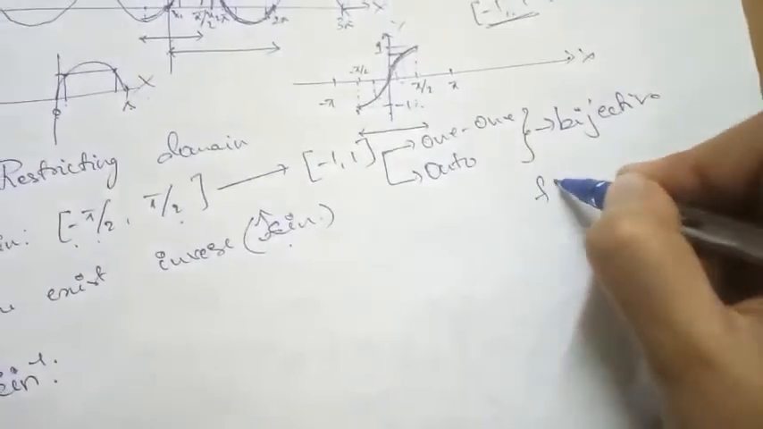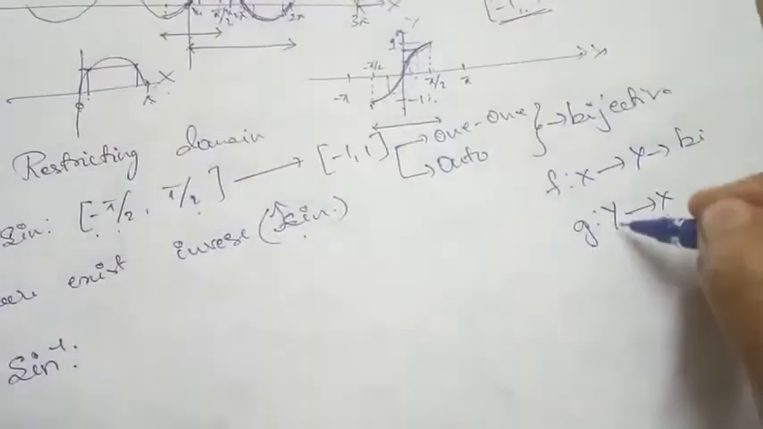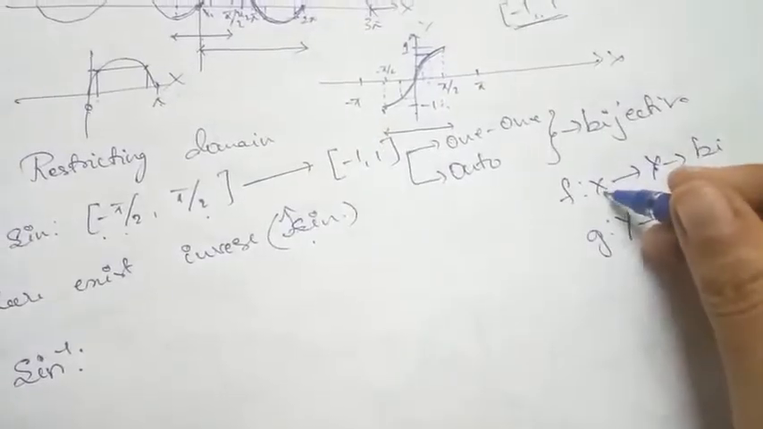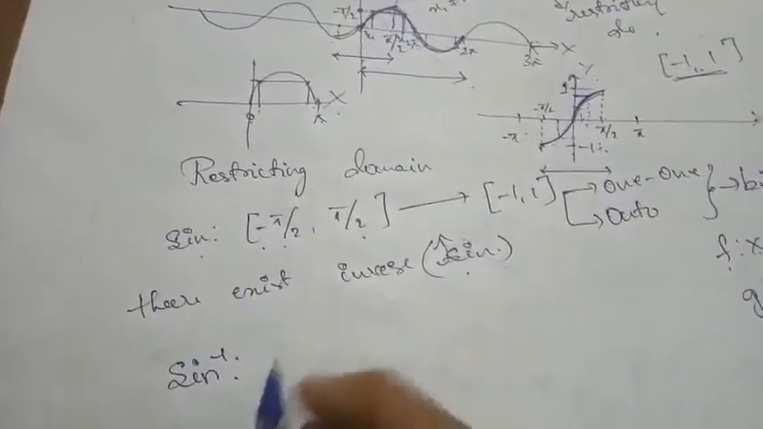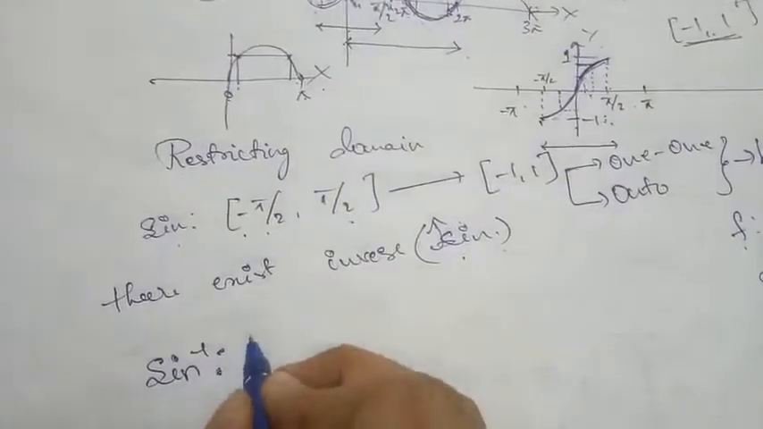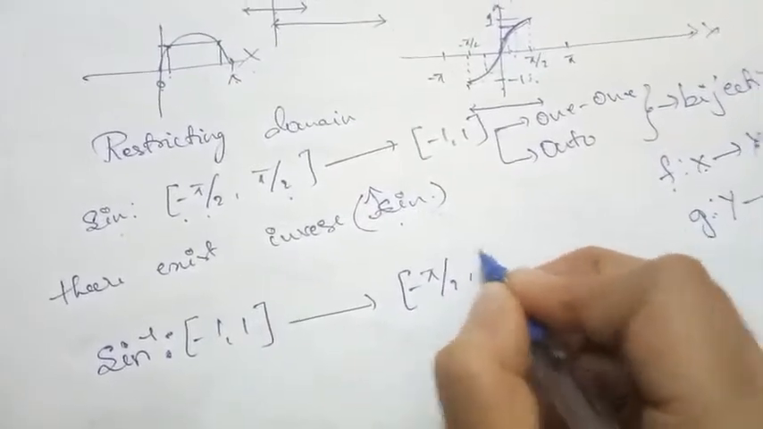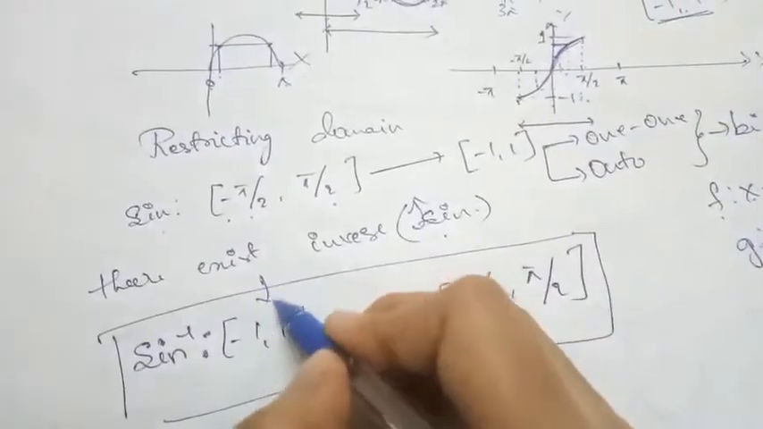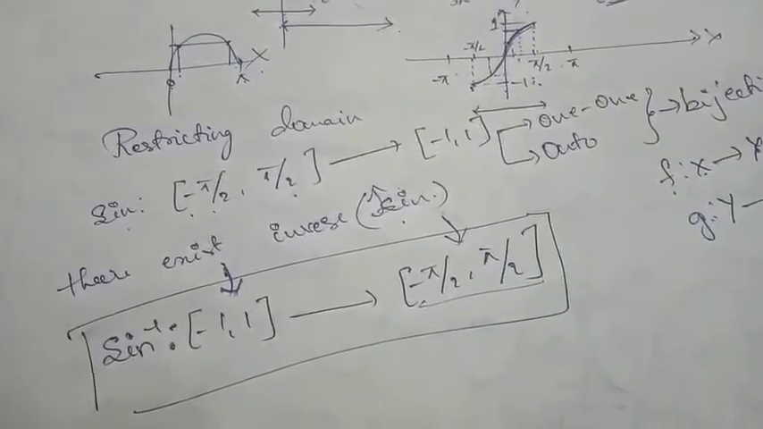As I said in the beginning, if f from X to Y is bijective, then there exists a function g from Y to X, where the domain of that inverse function is the codomain of the function f, and the codomain of the inverse function is the domain of the function f. Here the f function is sine, so the inverse function g is sine inverse. So what is the domain of sine inverse? It is minus 1 to 1, and the codomain is minus pi by 2 to pi by 2. So this is the inverse of the sine function, where the domain is minus 1 to 1 and the range is minus pi by 2 to pi by 2.